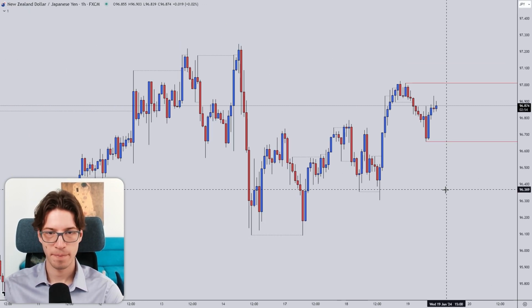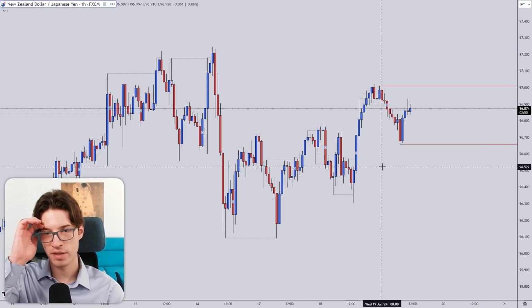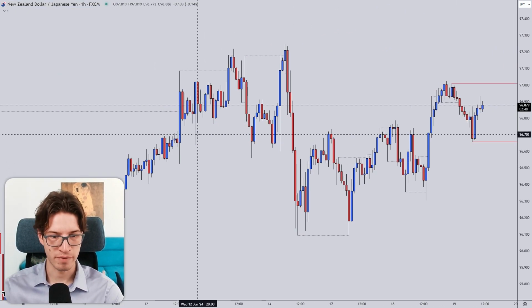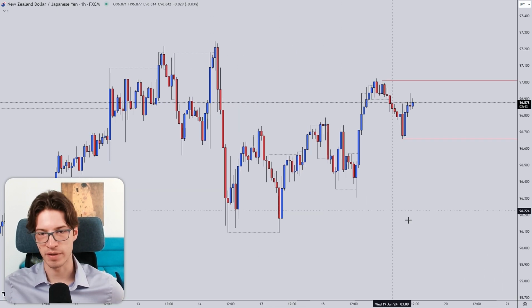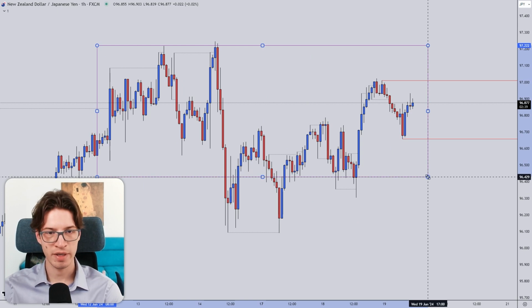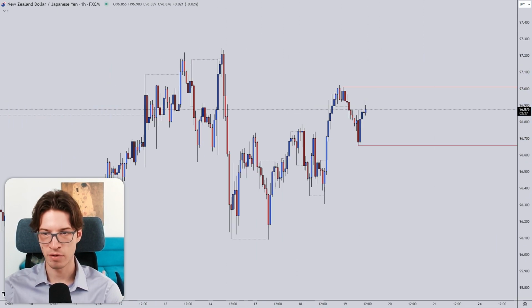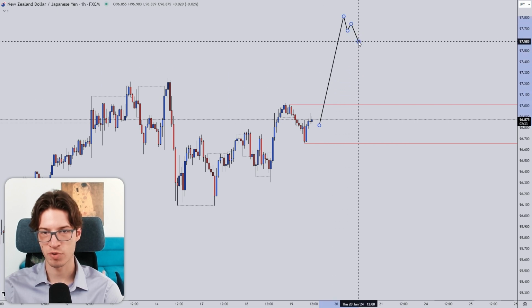NJ is very flat and range bound. Again, Wednesday was right here and we just did nothing. We're just really flat, really corrective. So I'm just still looking for a large push up or a large push down.